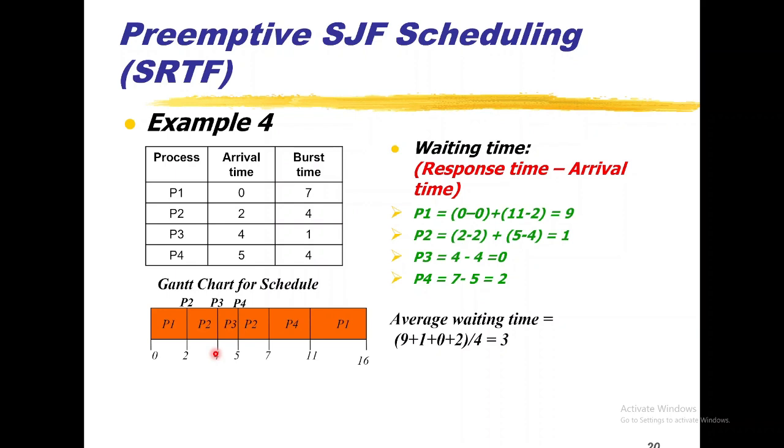And 5 minus 4 gives us 1. So it had only 1 wait time. P3 arrived at time 4 and was picked up immediately.